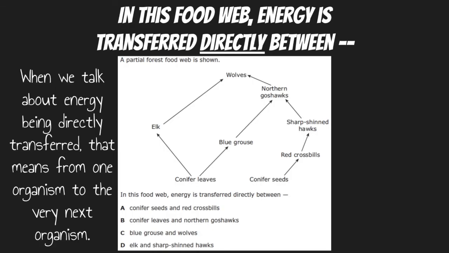So in this food web, energy is transferred directly between... So when we talk about energy being directly transferred, that means we're talking about it going from one organism to the very next. So there are some answer choices here. So is it A, conifer seeds and red crossbills, B, conifer leaves and northern goshawks, C, blue grouse and wolves, D, elk and sharp-shinned hawks?